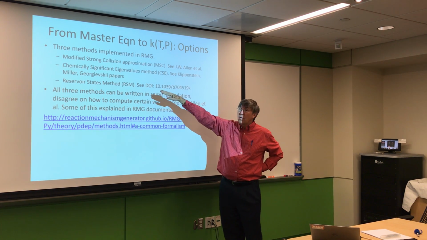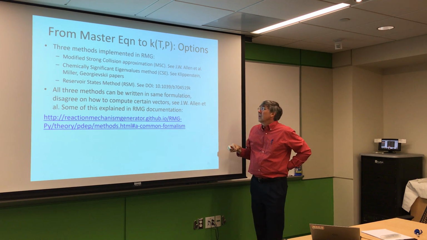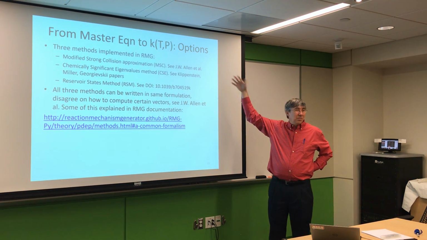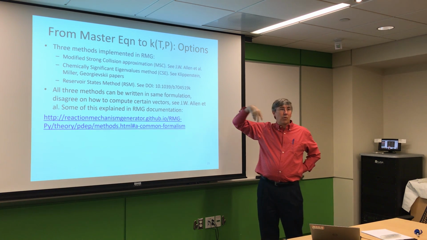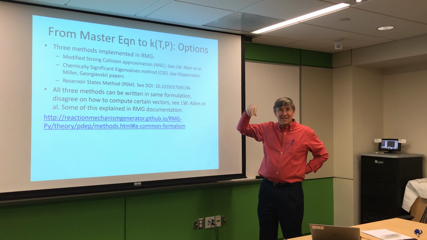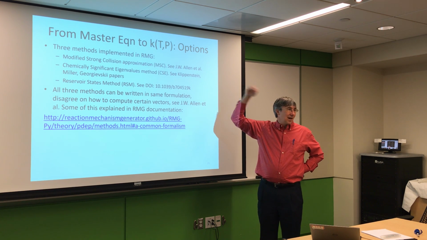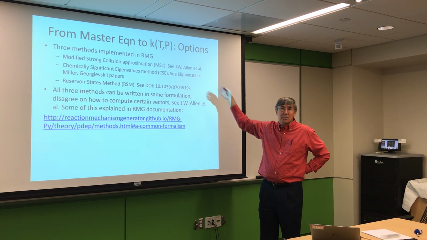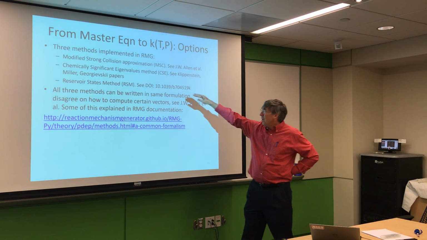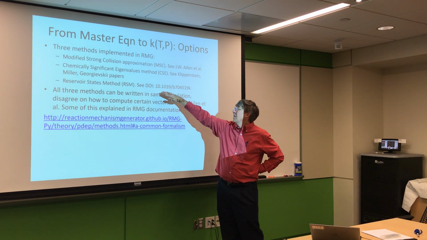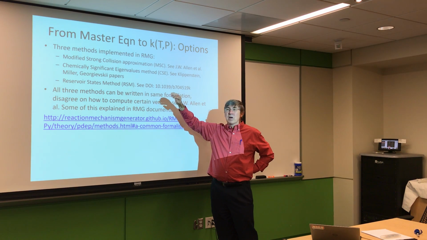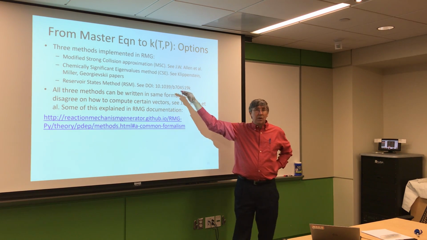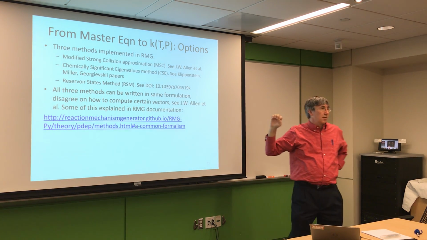And Klippenstein and Miller wrote several really nice papers about this. It was actually invented before by a guy named Whitten a long time ago, but he just wrote one paper on it, it wasn't noticed, and then he moved on to different areas, and then these guys picked it up. Well, they rediscovered it later. And there's this other paper that's also in RMG called the Reservoir States Method. I recommend don't use this method unless you really know what you're doing, because it has a lot of different ways it can fail.